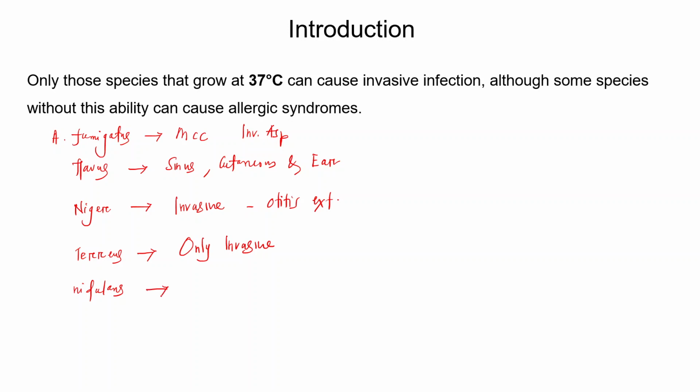Aspergillus nidulans causes invasive infection primarily in patients with chronic granulomatous disease. This is important: chronic granulomatous disease, Aspergillus nidulans is the responsible organism. Now, coming to the risk factors and pathogenesis, usually it causes infection in immunocompromised patients.